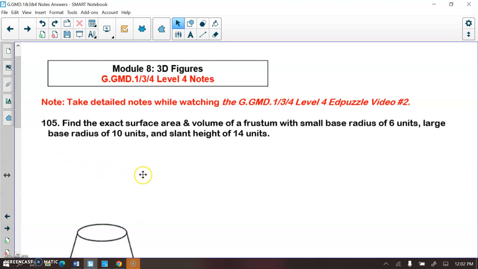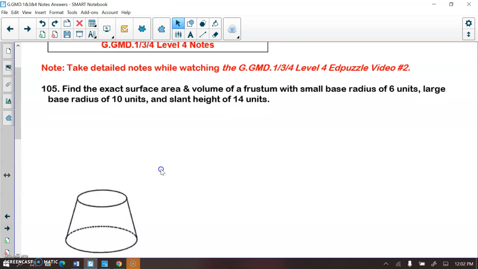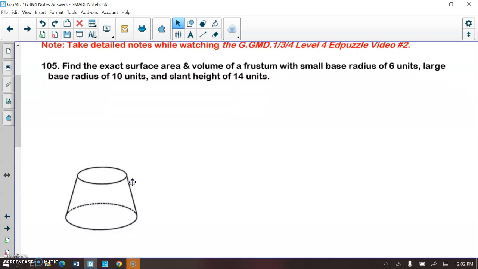All right, so we have talked about the shape of a frustum, but now we're going to find the surface area and volume of a frustum. Now, a frustum is part of a cone. So let's actually draw in the other part of this cone. I'm going to draw it with a dotted line because it doesn't actually exist. But here's the top of that cone.